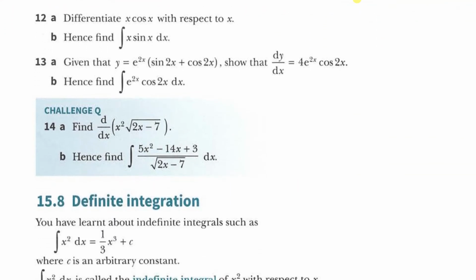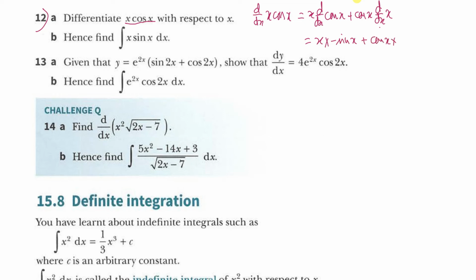Our target is to do this right now. This is written here: x cos x. So first, differentiation: d by dx of x cos x. If we differentiate it, then it would be x d by dx of cos x plus cos x d by dx of x. So it gives us x, and the differentiation of cos x is minus sin x, plus cos x into 1. So finally we got from here minus x sin x plus cos x. This is our answer of the differentiation, but the question is asking to do this one.